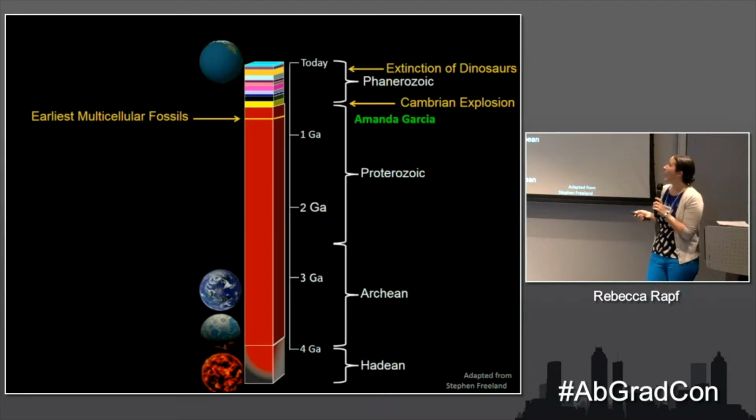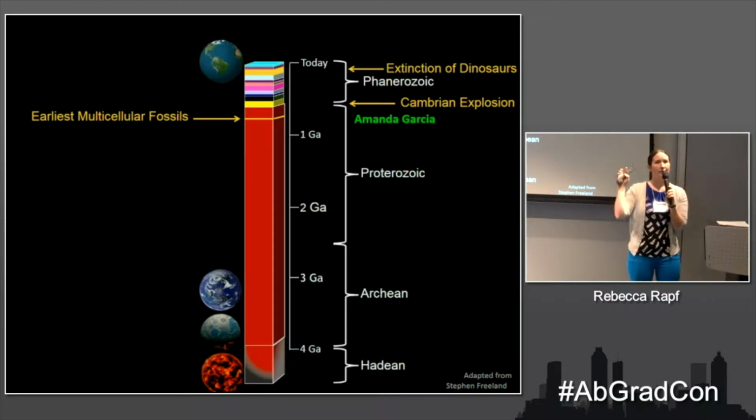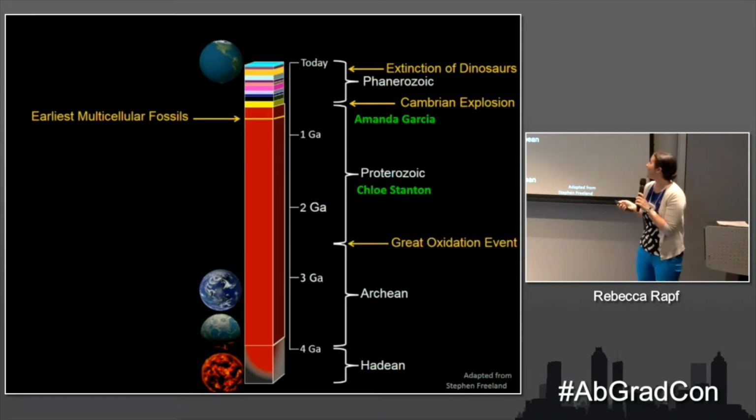So I think of the Phanerozoic as the normal geology part of the timeline of Earth. And so up here, really early, we have the extinction of the dinosaurs and the Cambrian explosion. And we're going to be hearing from Amanda about Neoproterozoic geology today. And then around here, we had our earliest multicellular fossils. And then working our way backwards, we have the Great Oxidation Event at about 2.5 billion years ago.